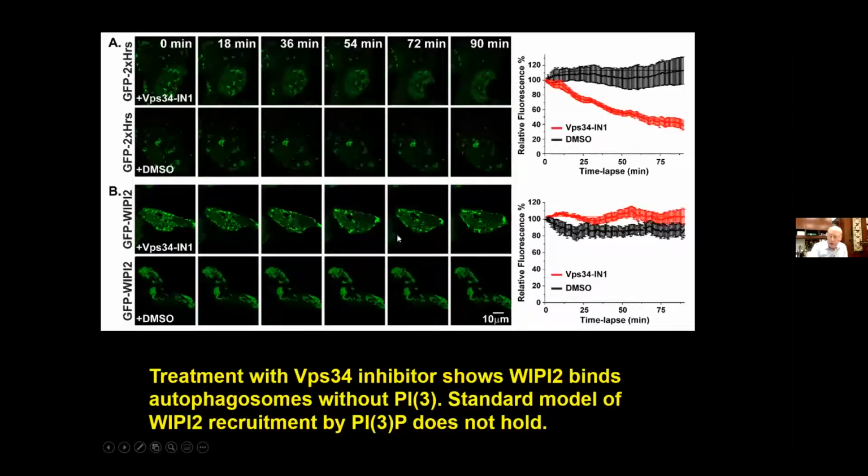It's totally indifferent to the loss of PI3P. WIPI2 is bound to the same membranes in these autophagosomes as PI3P, but not through the medium of PI3P. Something else keeps it there.